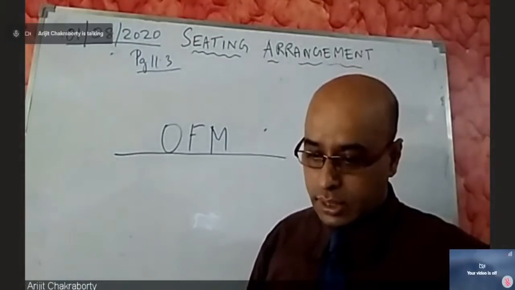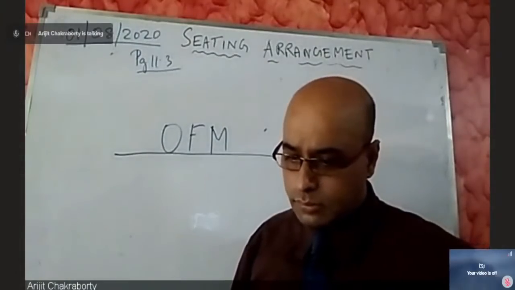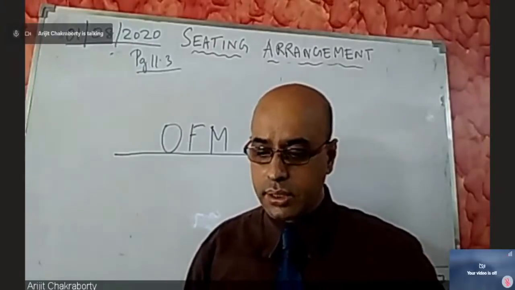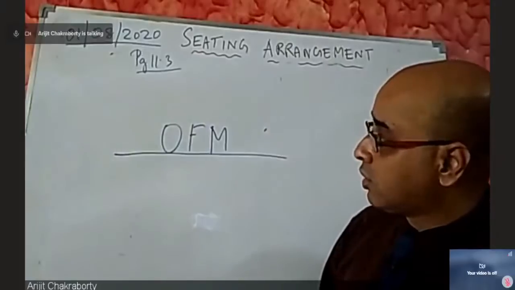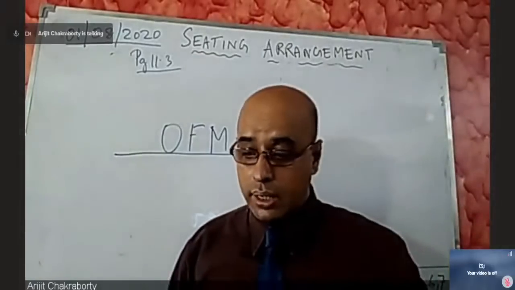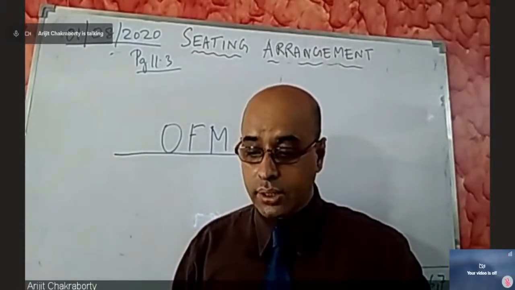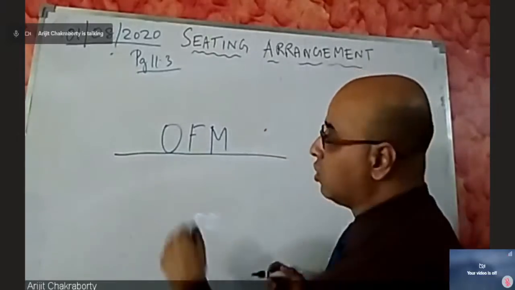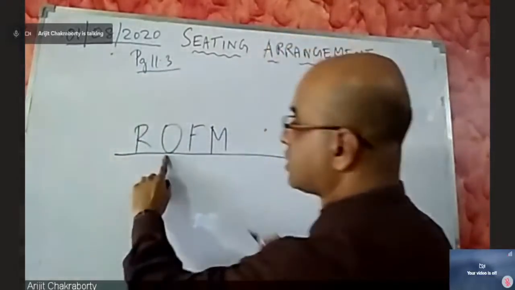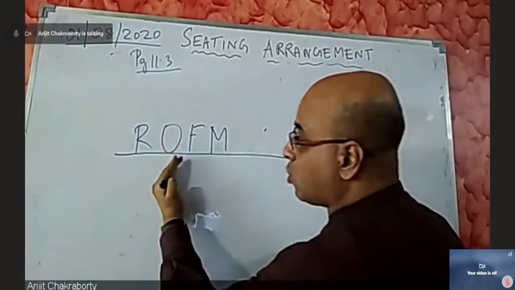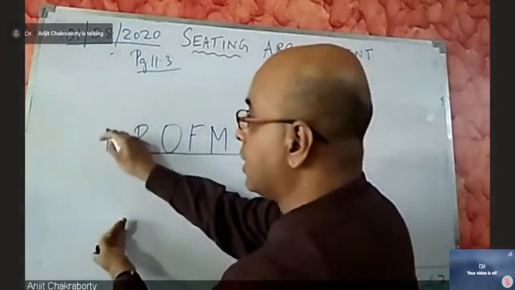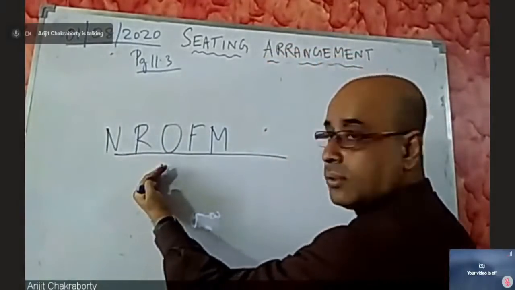Now next is R. R is seated to the right of N, but to the left of O. Okay, so R is seated to the right of N, but to the left side of O. So R should be here. R is seated to the right of N, but to the left of O's left, but it is N's right side.